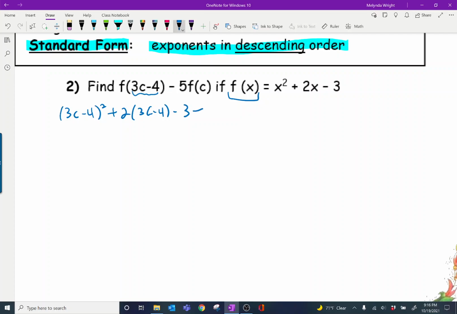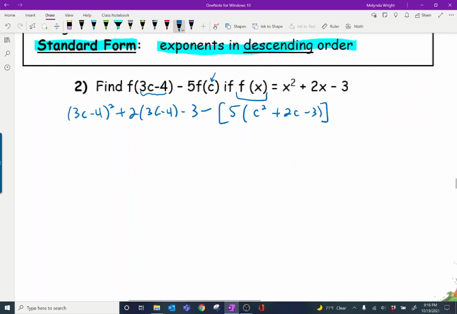Okay, minus. So I've got 5 times f of c. This is just telling me to replace all of the x's with a c. Okay, we can do that. No problem. And that is my first go around. I'm just substituting in those quantities in place of x in that function called f. All right, so we've got some fun ahead of us.